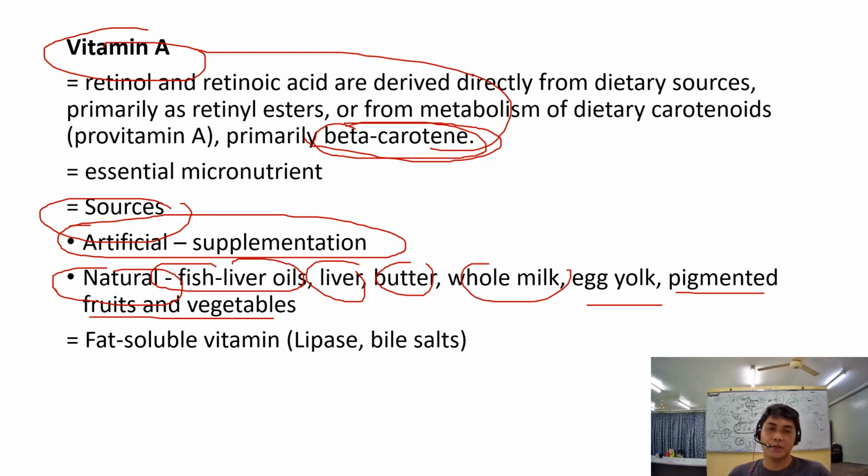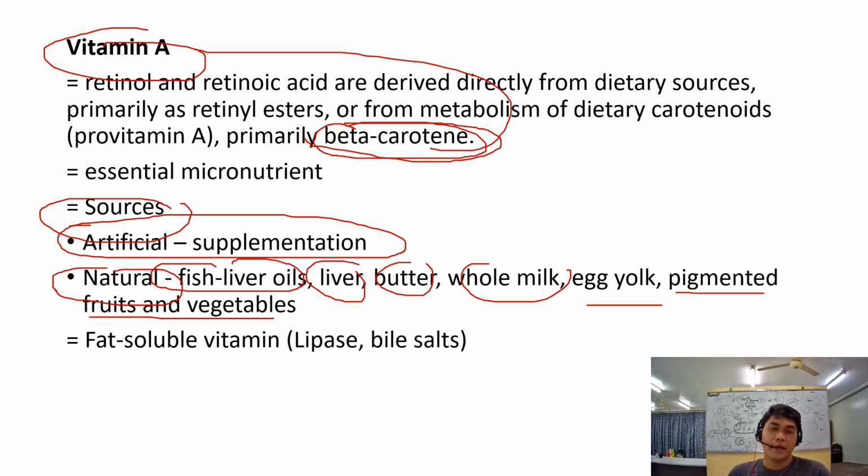So those people who are following a carnivore diet or a keto diet, if they're heavily dependent on meat and animal products, usually they will not suffer from vitamin A deficiency because liver is rich in vitamin A.